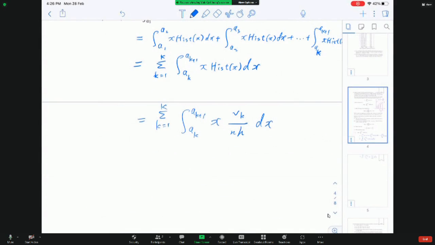So the idea is that we first have a whole interval and then we partition it into a sum of integrals over subintervals corresponding to the class intervals. Within each class interval, we know that the histogram of the value of x will be expressed as the count divided by the sample size and also the width of the interval. And this quantity does not involve x, so it can be taken out of the integral sign.